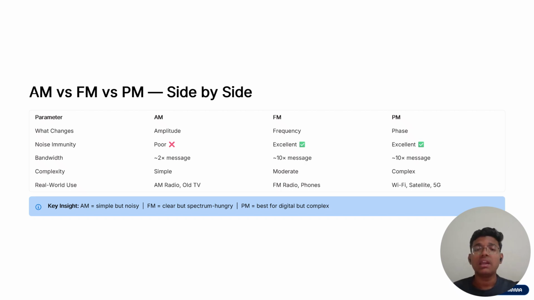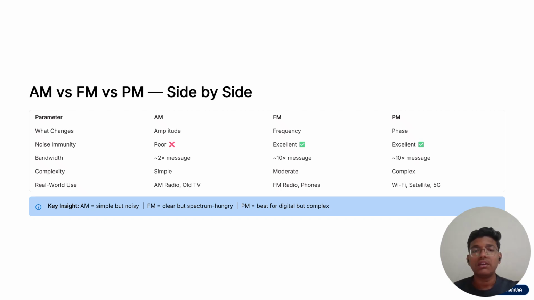For bandwidth, AM needs around 2 times the message bandwidth. FM needs around 10 times the message bandwidth. PM also needs 10 times the message bandwidth depending on the system. For complexity, AM is simple, FM is moderate, PM is complex.